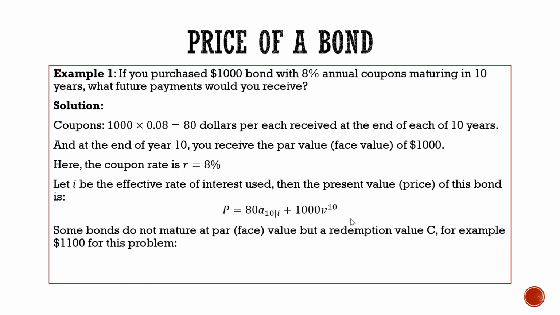However, some bonds do not mature at face value but at redemption value C, for example $1,100 for this problem. So P is 80 a angle 10 plus 1,100 v to the 10. We replace 1,000 by 1,100 because for this problem, the redemption value is C. At the end of year 10, you actually receive $1,100, not just $1,000.